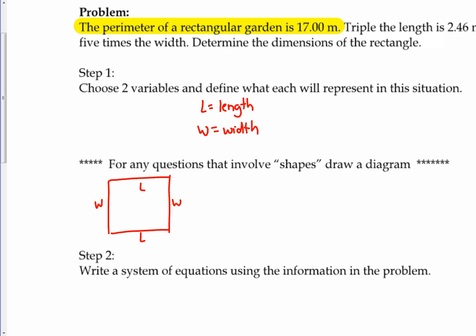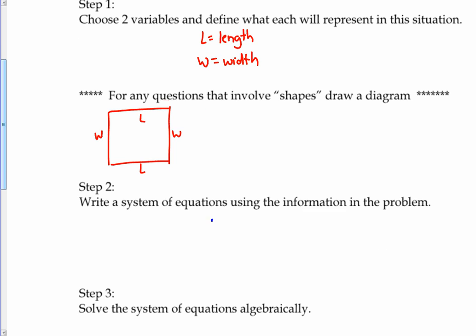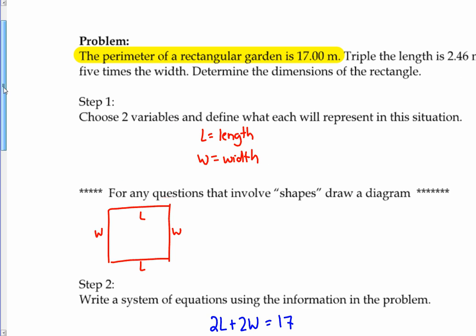Perimeter. Guys, what's the formula for perimeter of a rectangle? You should know this, especially as an AP class. Yes. Thank you. 2L plus 2W equals 17. Guys, you've been doing rectangles since like grade 7? 6? It's on your formula sheet if you don't, but really, especially as AP students, come on. So there's your first one.